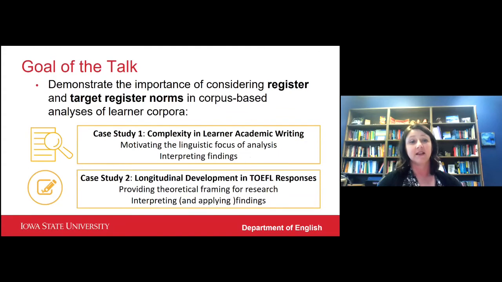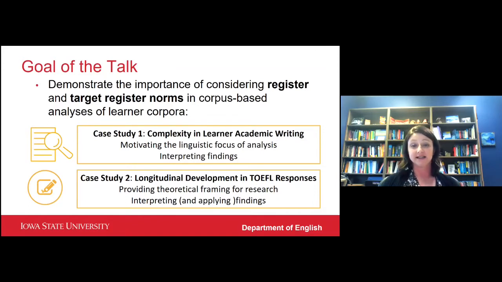Okay. So to go back to the goals of our talk. Now that we've set up the framework for what is a register and why does register matter in corpus, in learner corpora, I want to show how register can strengthen learner corpus research using two case studies. The first one is going to look at complexity in learner academic writing and really focus primarily on the research design stage. So motivating the linguistic focus of the analysis.